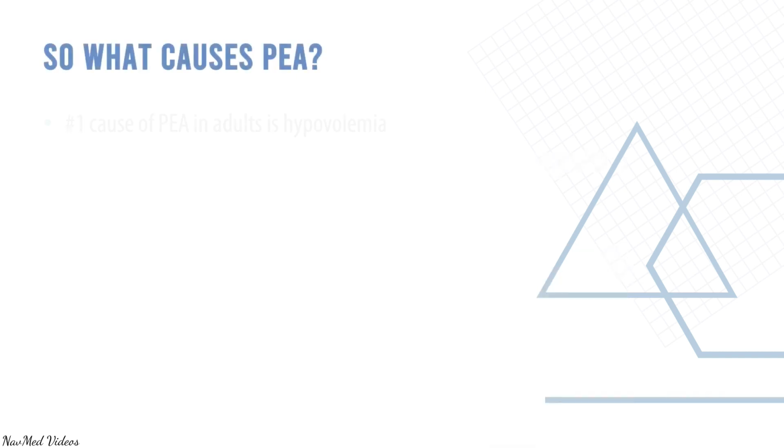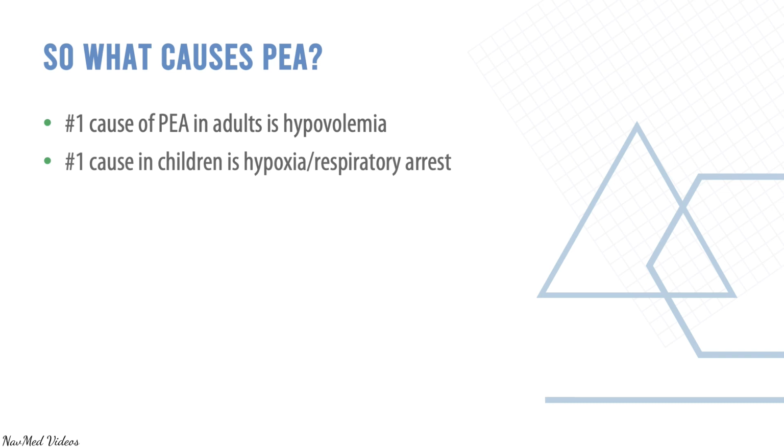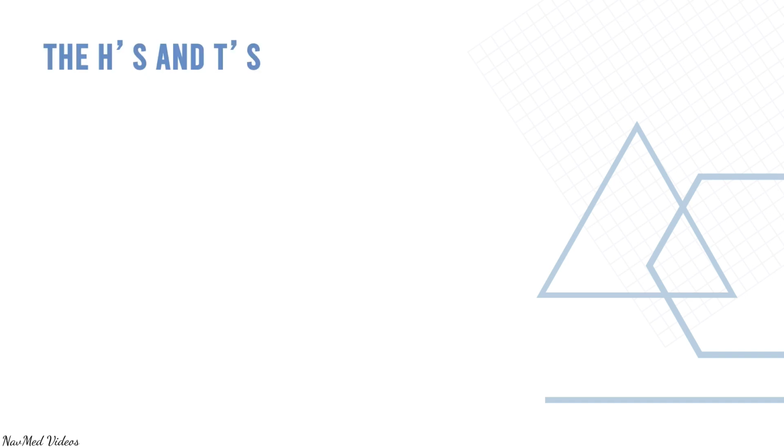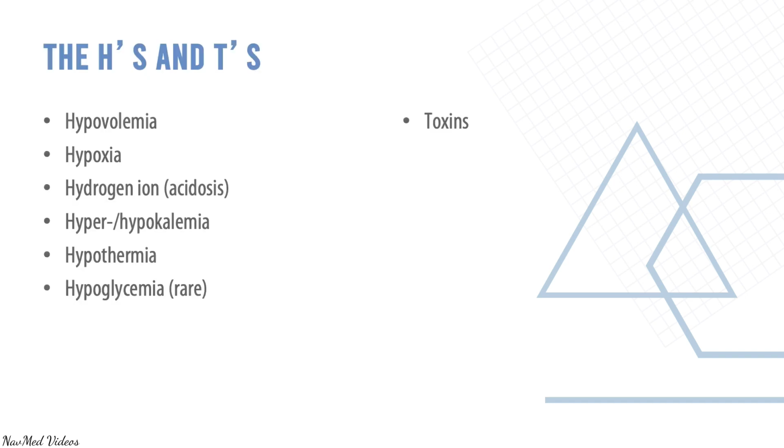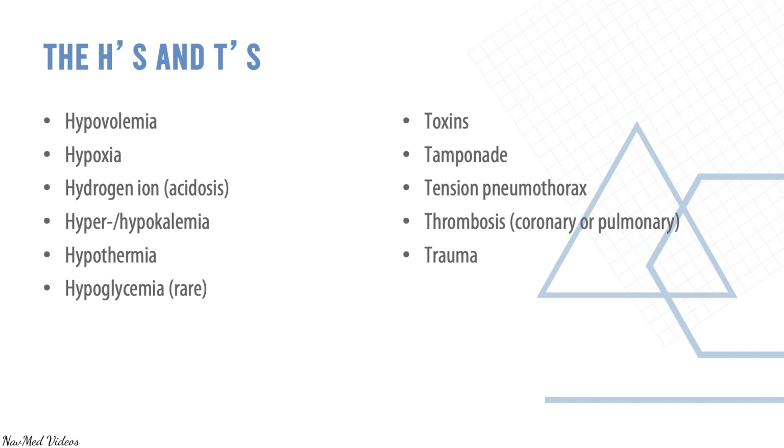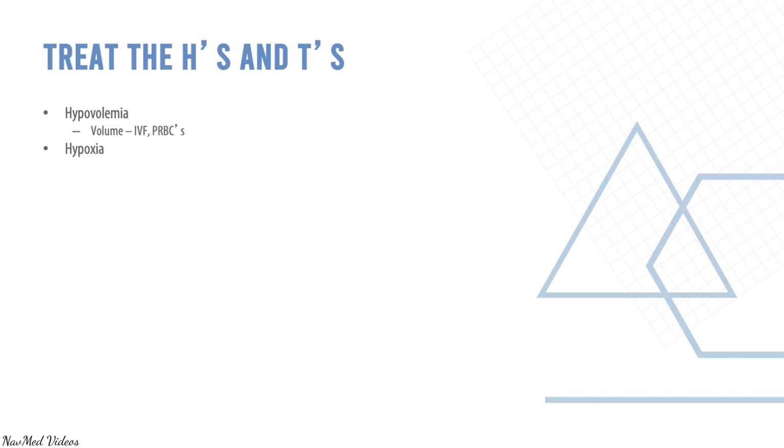So what causes pulseless electrical activity? Number one cause is hypovolemia. In children, it's hypoxia and respiratory arrest. There are lots and lots of other causes, but you can remember them as the H's and T's. Okay, so I'm not going to talk about them. You can just pause this video here and have a look at the causes, and many more.